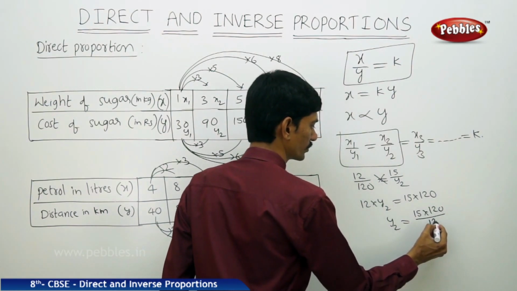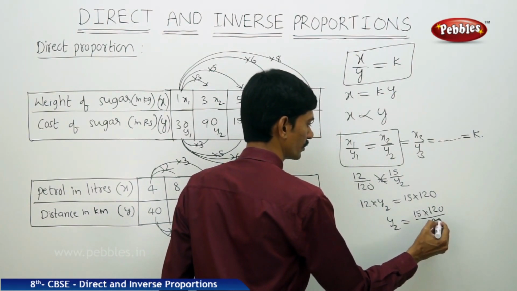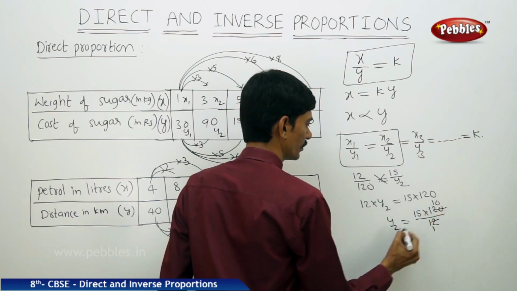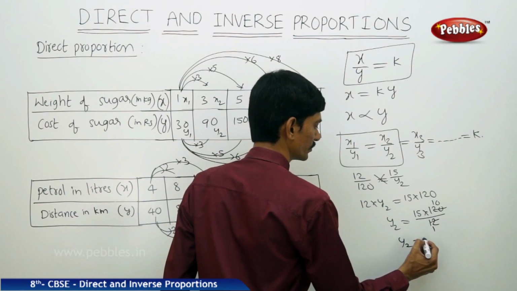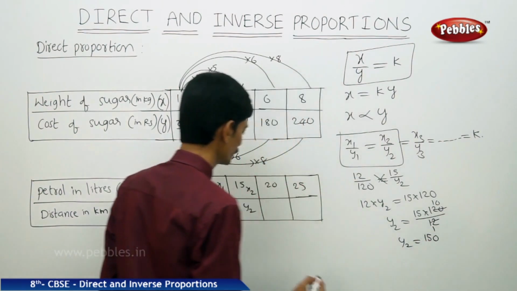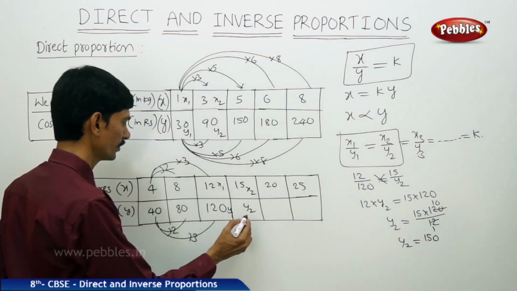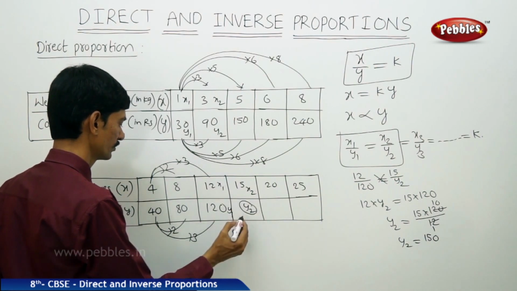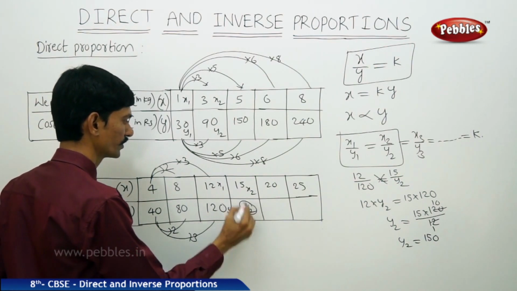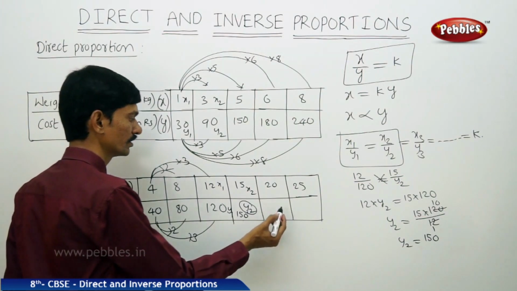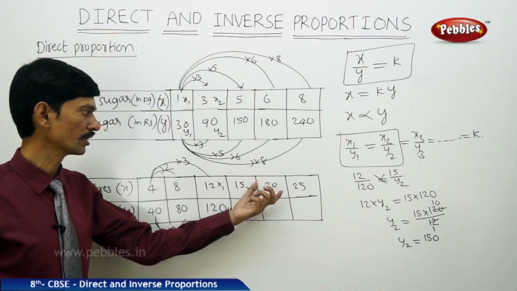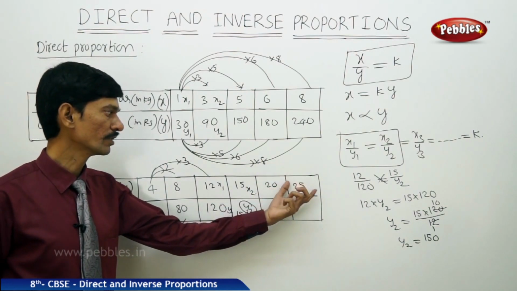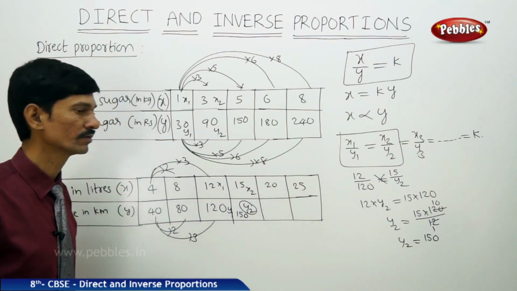So here we can cancel 12 ones are 12 and 12 tens are 120. So then y2 equals 15 into 10, which is 150. So we can write the y2 value as 150. So similarly we can find even the distance covered by the vehicle when it uses 20 liters of petrol and when it uses 25 liters of petrol.